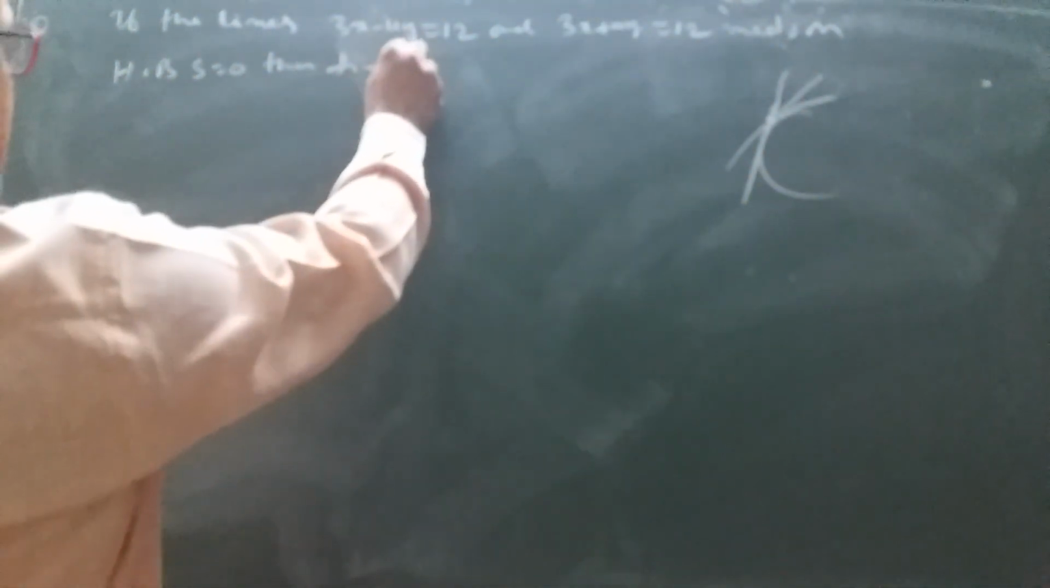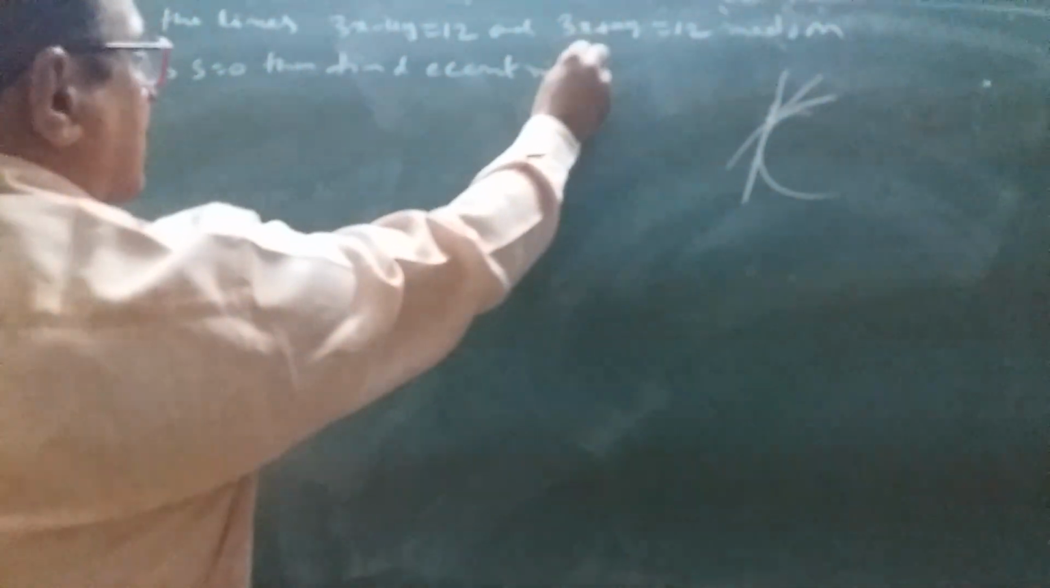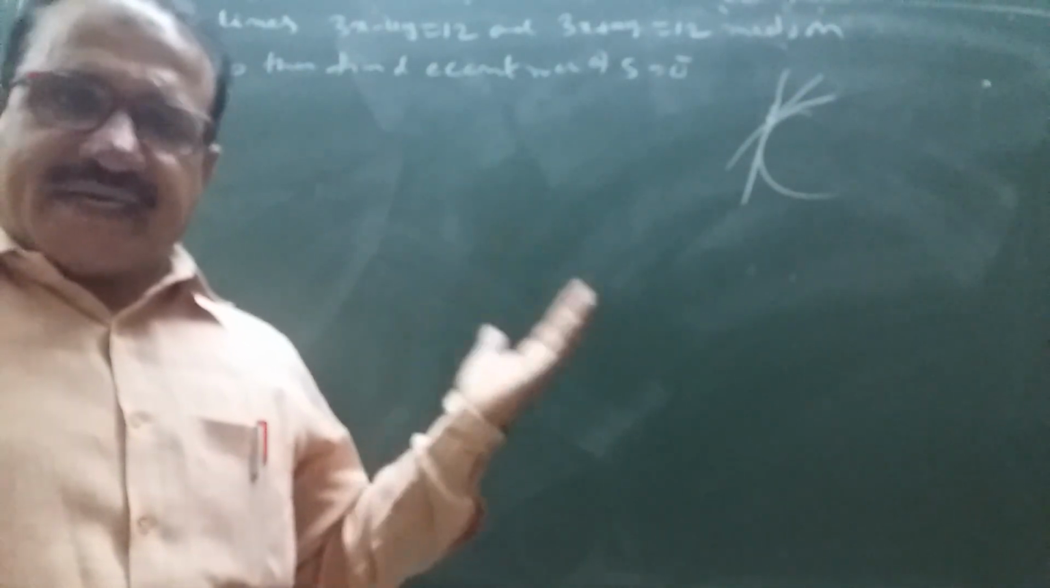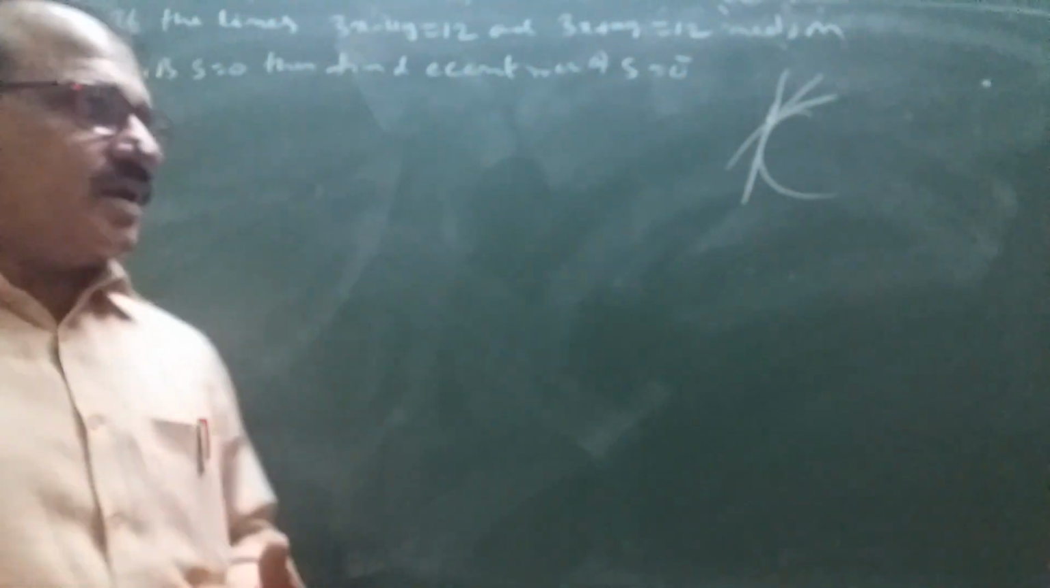S is equal to 0, then find the eccentricity of S is equal to 0. For this we can find the eccentricity in a very easy way. First we have to find the equation of the hyperbola. These two straight lines meet on the hyperbola, so the combined equation of these two straight lines may be the hyperbola.